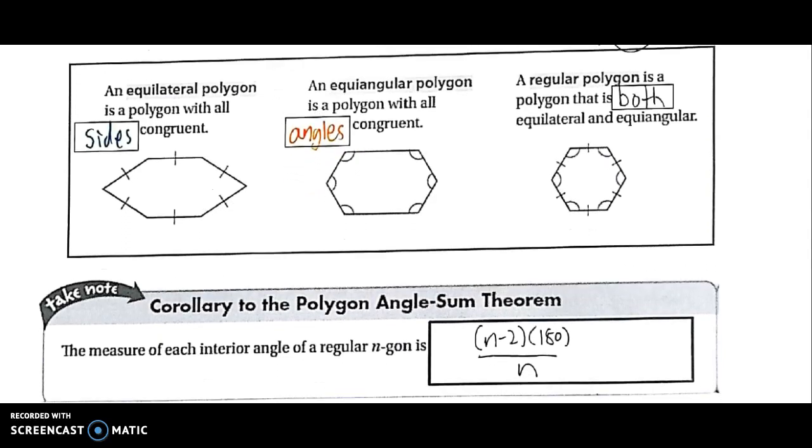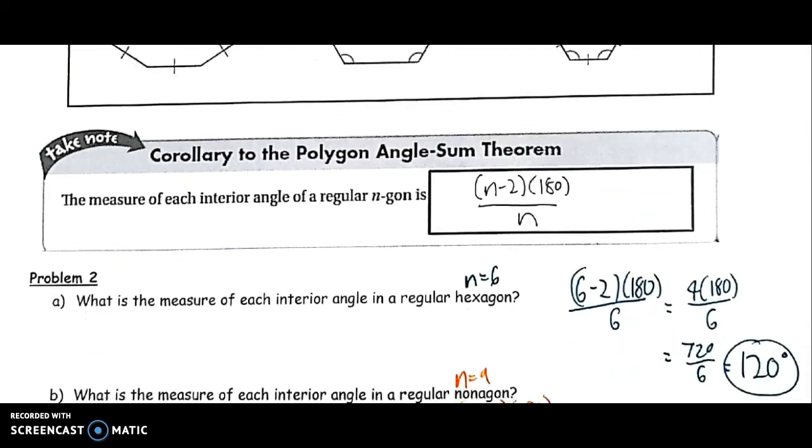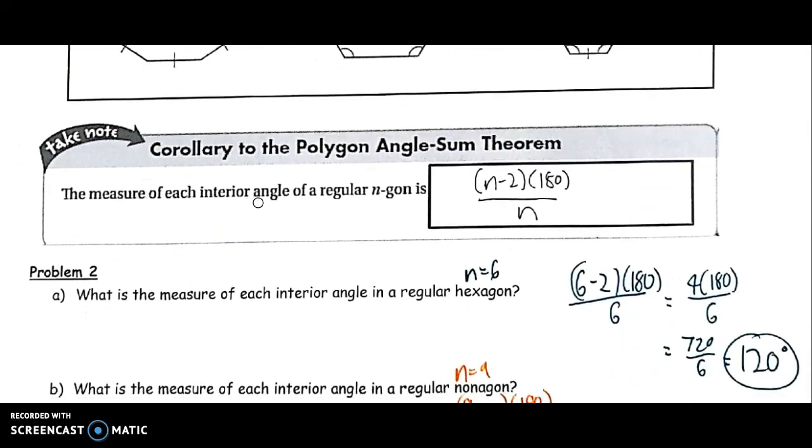And if I follow with a corollary, so last time we were looking at the total degrees in our figure, now I can look at the measure of each interior angle, so not everything put together, but just one angle at a time. The only thing we have to do is take that angle sum from before, and again, that's the same formula, (n minus 2) times 180, but now I just have to divide it by n to find out what each angle is.